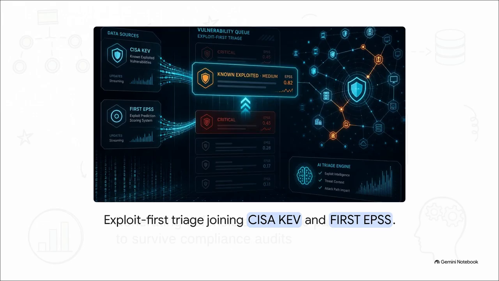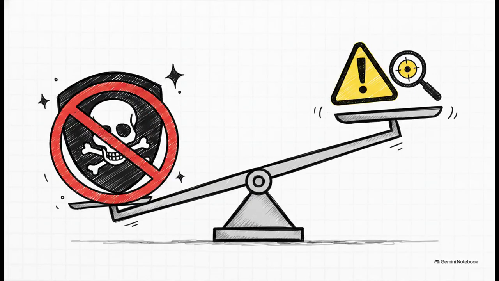The solution here is Exploit First Triage, which brilliantly joins the CISA Known Exploited Vulnerabilities catalog and the FIRST EPSS directly at scan time. The consequence of applying this exploit intelligence is pretty stark, and honestly, it's a real game changer. It's summed up in one simple line: a KEV-listed medium outranks an unexploited critical.